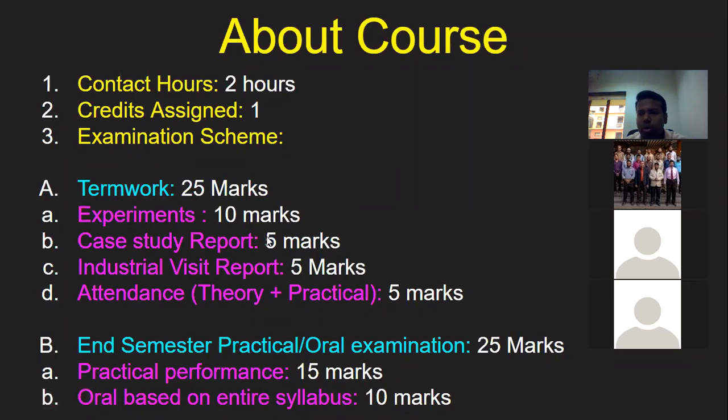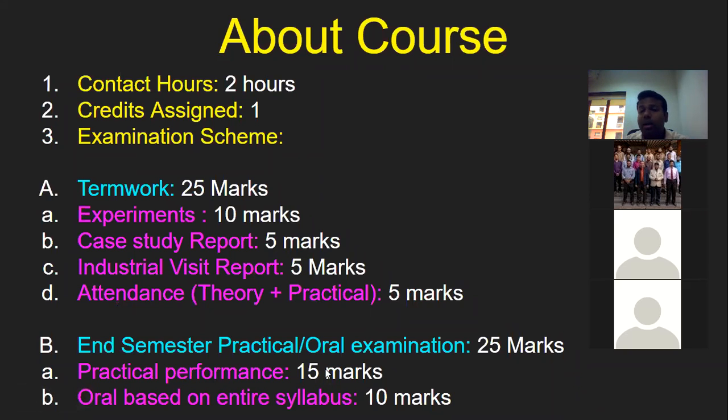Case studies report: I will provide you the titles for the case studies based on which you are supposed to prepare a report, and you need to present a poster for that. For that you will get 5 marks. We have an industrial visit report, which is for 5 marks. And attendance, comprising theory and practical, carries 5 marks. This is all about term work.